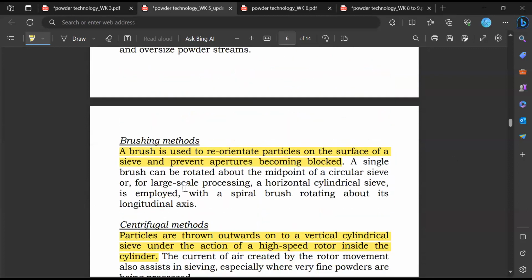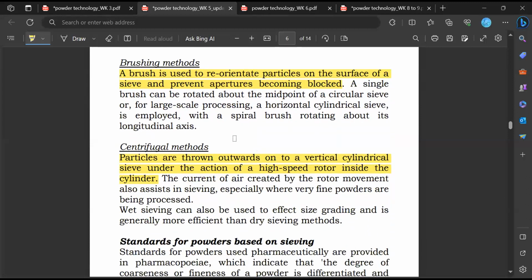Second is the brushing methods. Now, a brush is just used to prevent the apertures being blocked. In the previous presentation, we saw that an air jet was used to prevent the apertures from being blocked. Then the third one is the centrifugal methods, where the particles are thrown outwards onto a vertical cylindrical sieve under the action of a high-speed rotor inside the cylinder.